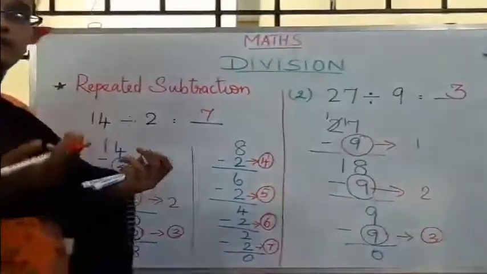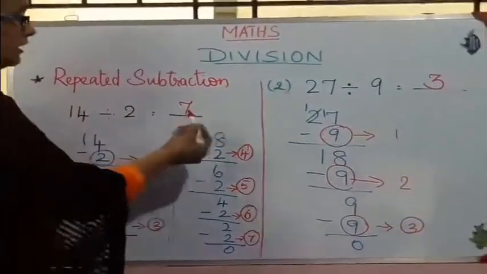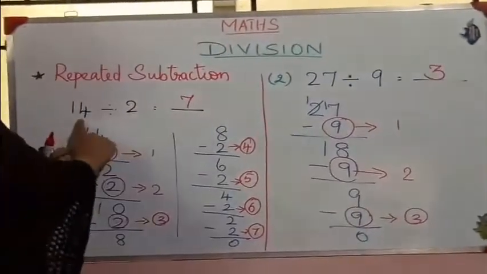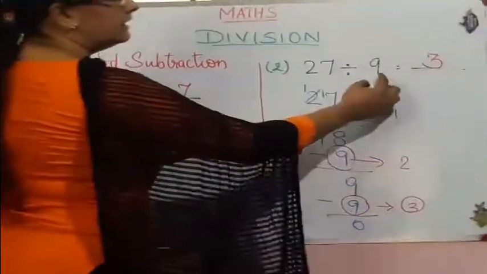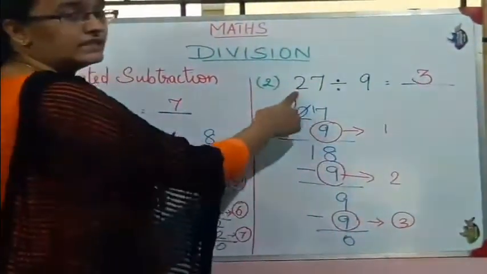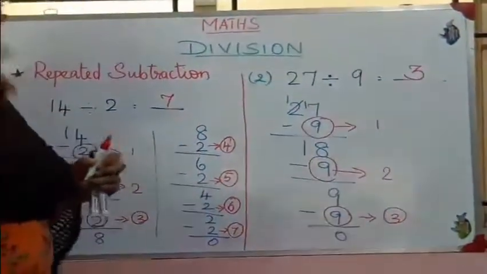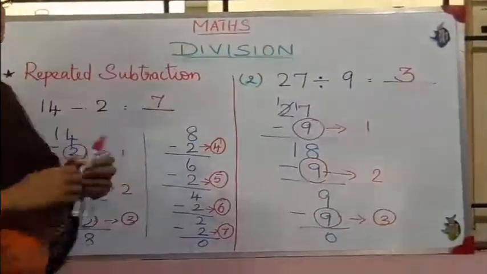Another hint I will give you. See, if you multiply divisor and quotient, 2 sevens are 14, you will get the dividend. Again see, 9 threes are 27. 9 into 3, divisor into quotient. If you multiply, you will get the dividend. Okay, children?